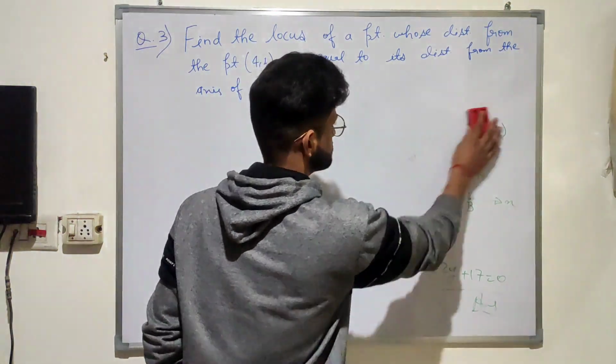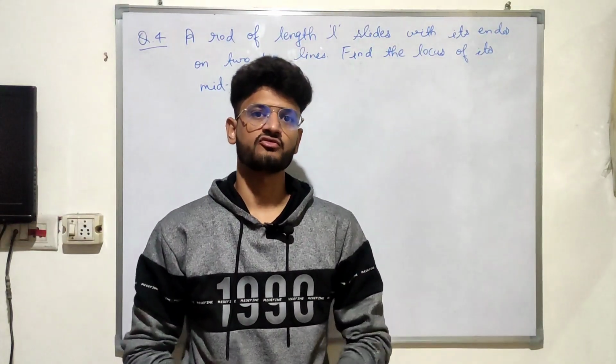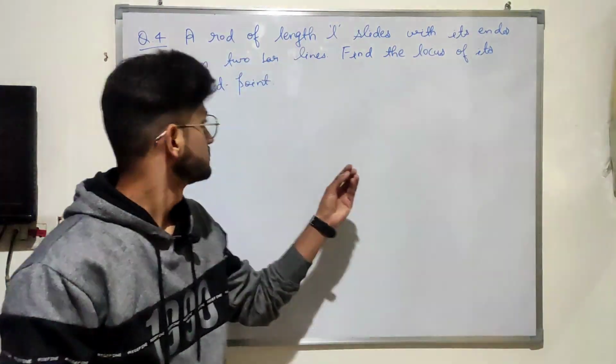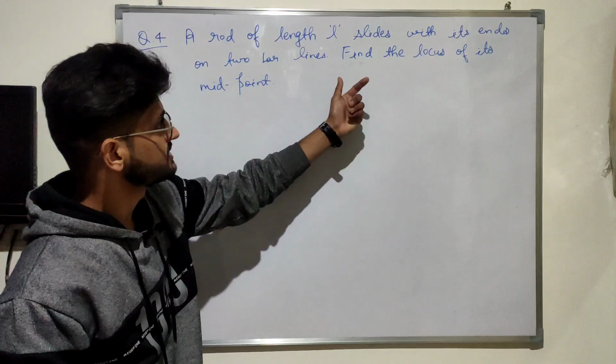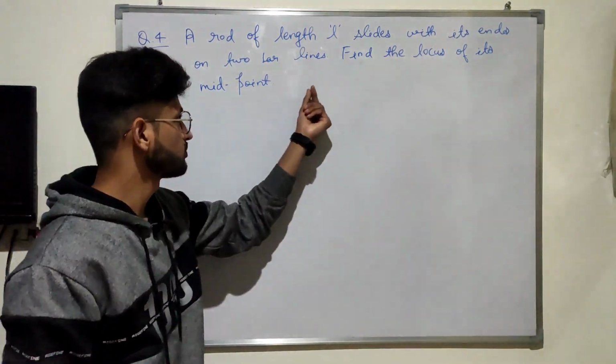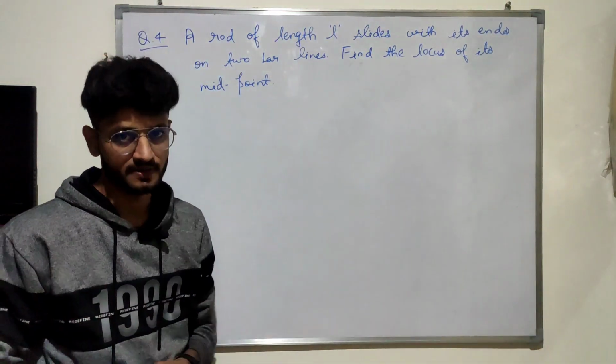So let's move to the fourth question. Here we have question number 4 for our topic locus. The question says: a rod of length L slides with its ends on two perpendicular lines. Find the locus of its midpoint.